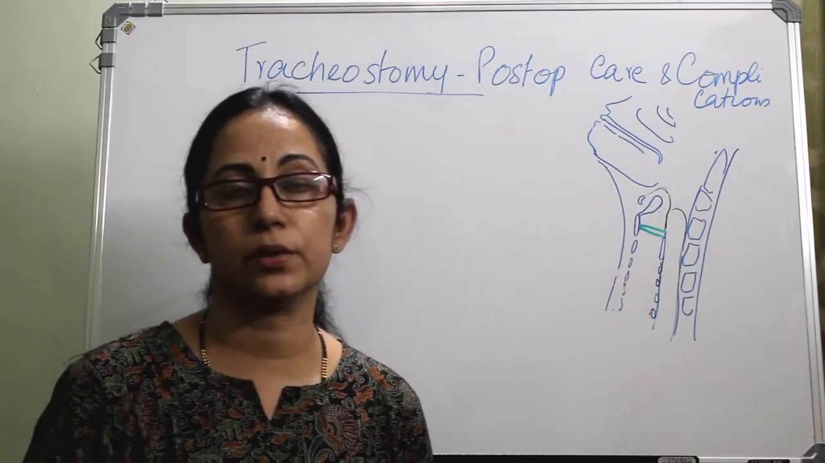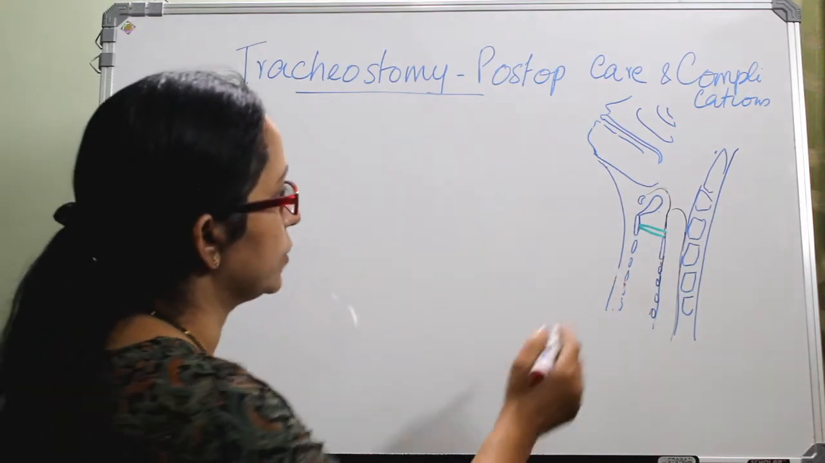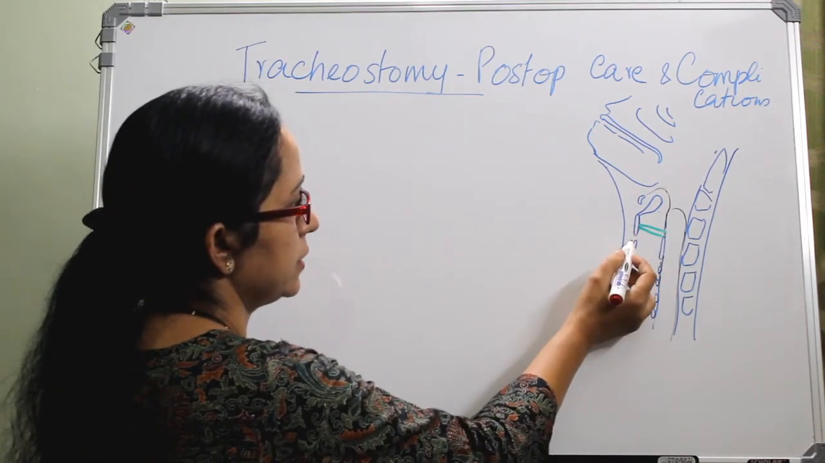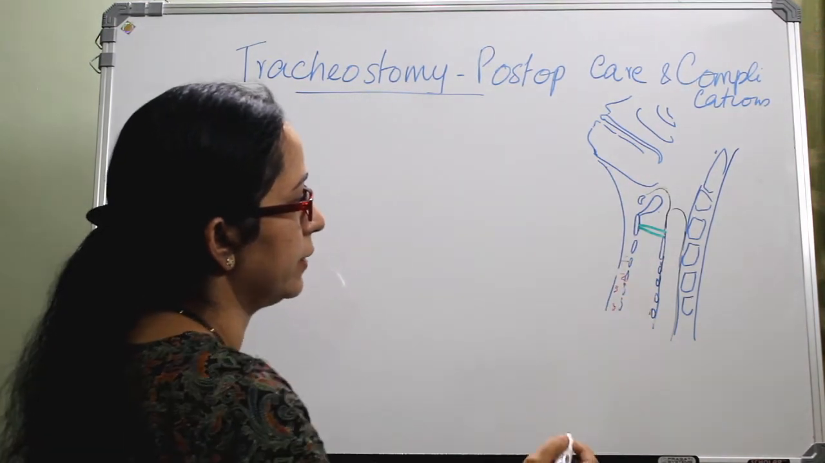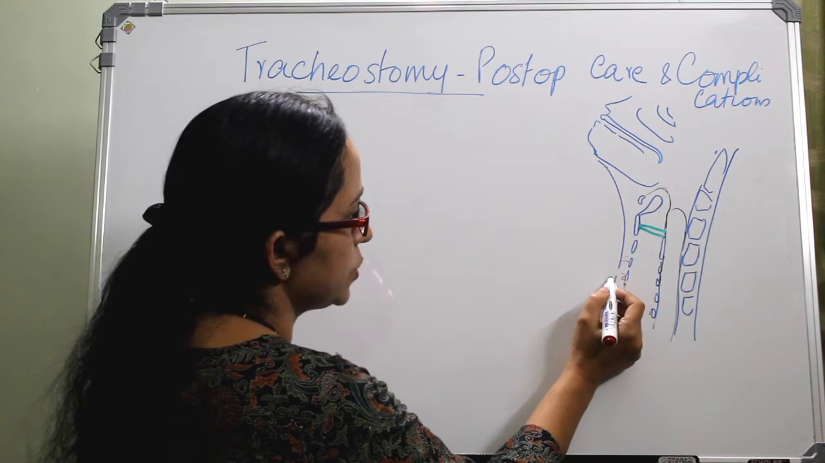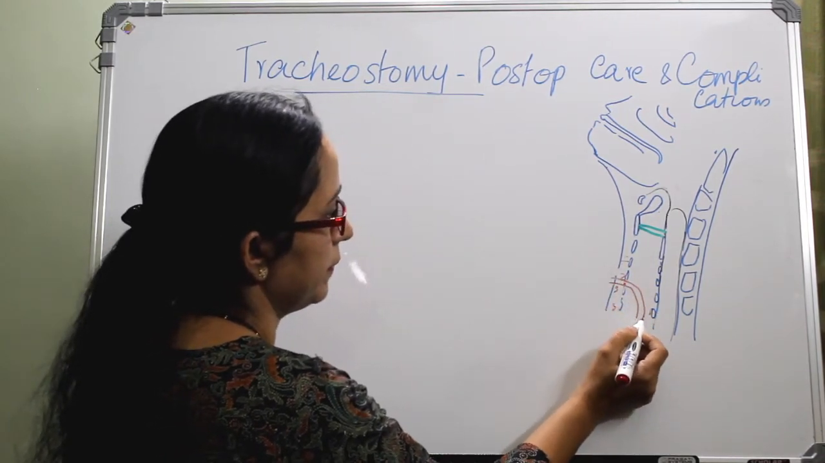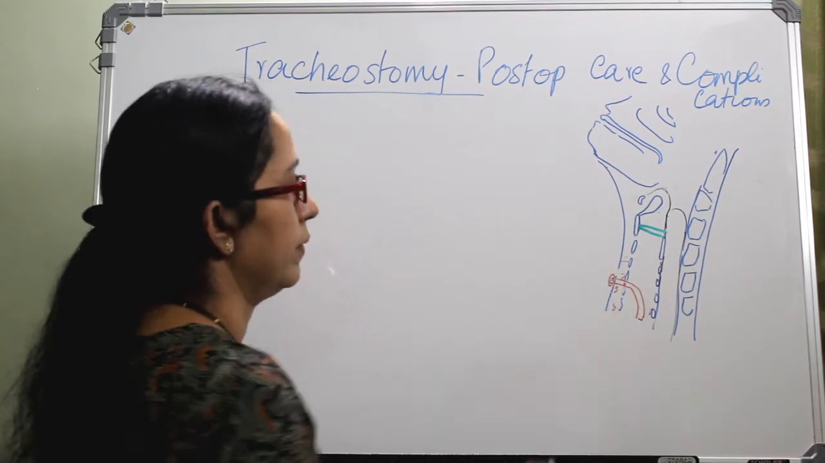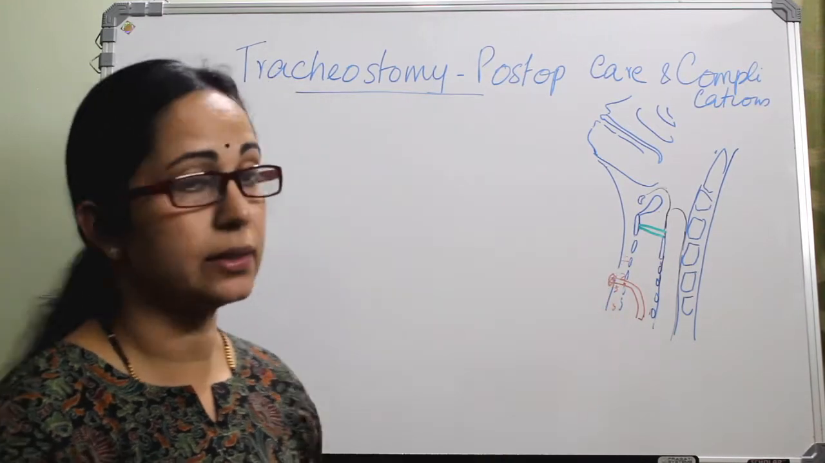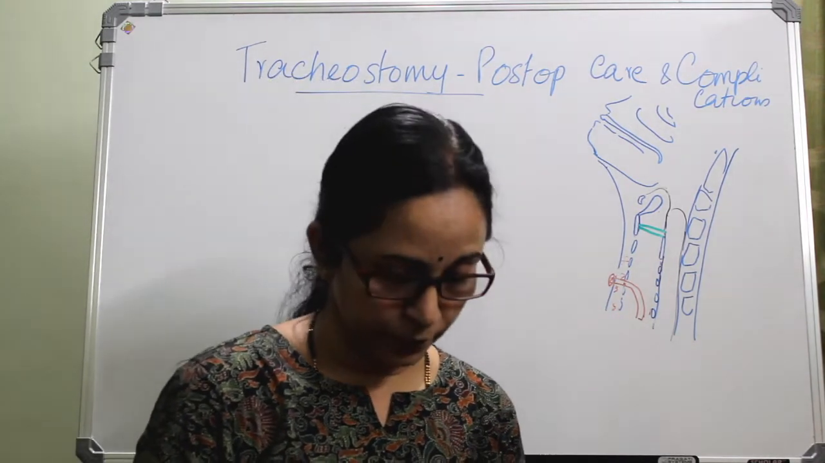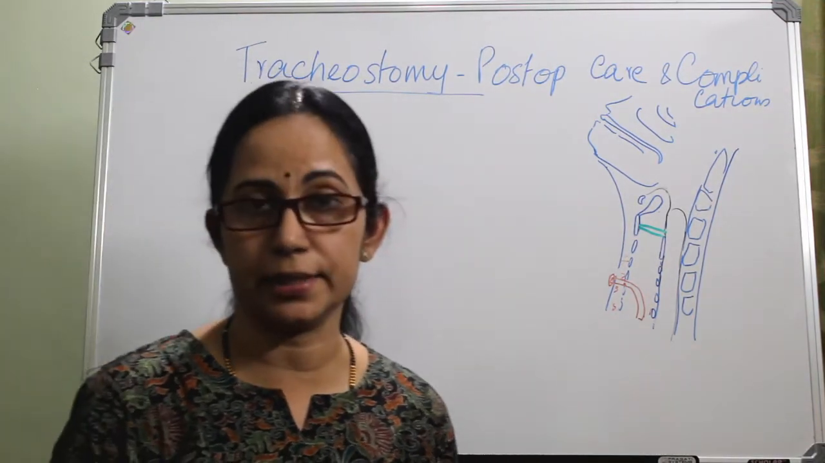We know that tracheostomy is usually done between second and third tracheal ring. So this is thyroid cartilage, cricoid, first, second, third and fourth tracheal ring. So between this first and second and third tracheal ring, we do the tracheostomy, and the tube is kept between second and third usually. Okay. So I'll explain the post-op care under various headings.